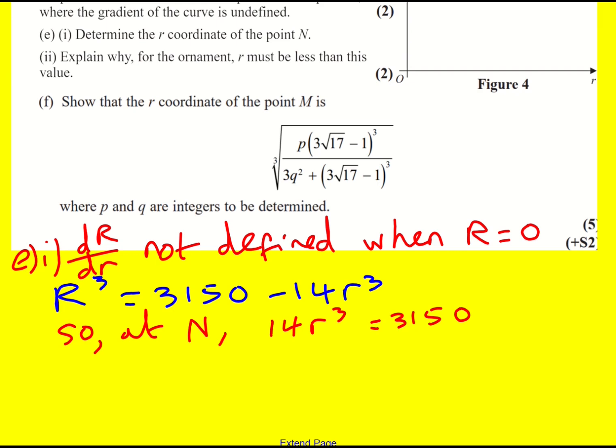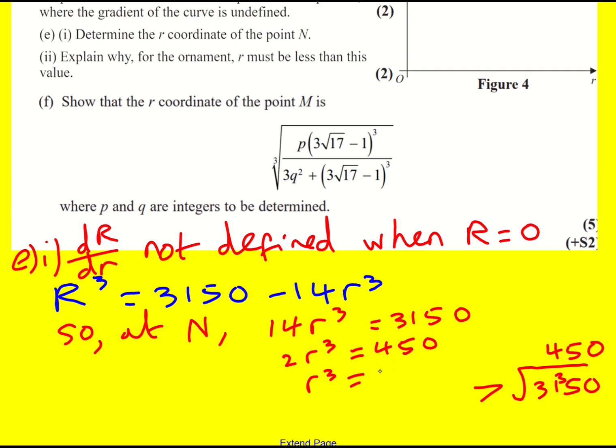Then you can divide through. What should I do? Divide through by 7 first, maybe. 7's into 3150 go 450. So 2r cubed is 450. Therefore, r cubed is 225. R is going to be the cube root of 225.